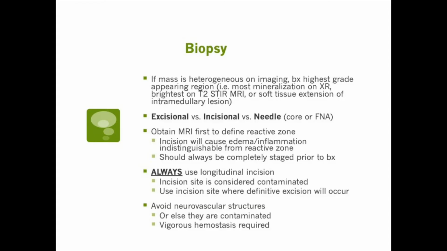You want to avoid neurovascular structures, or else they're considered contaminated. You need vigorous hemostasis because the hematoma that forms afterwards is considered contaminated, so anywhere it spreads is going to have to come out. And you want to avoid violation of other compartments, other anatomy that's not involved with tumor, or now that's considered contaminated and will ultimately need to come out. So you must be very careful and vigorous and diligent with biopsies.